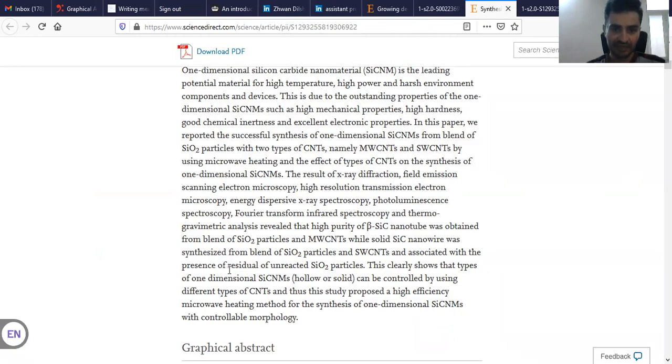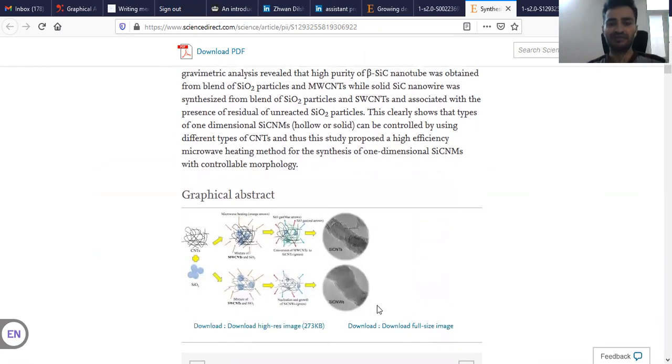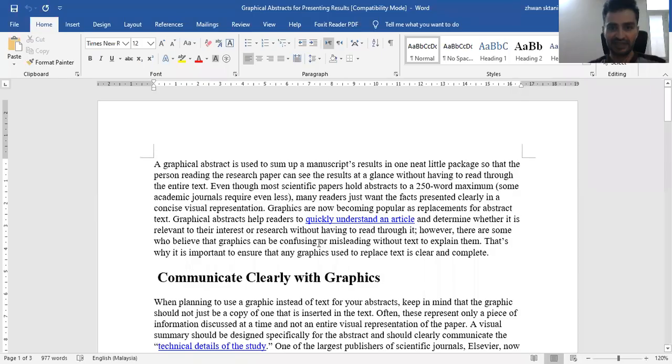And after that, maybe they highlight a very important finding. Finally, they have a conclusion and maybe a recommendation for future research. So the graphical abstract, we can sum up here. If you want to present a graphical abstract, we have some points we will explain shortly.